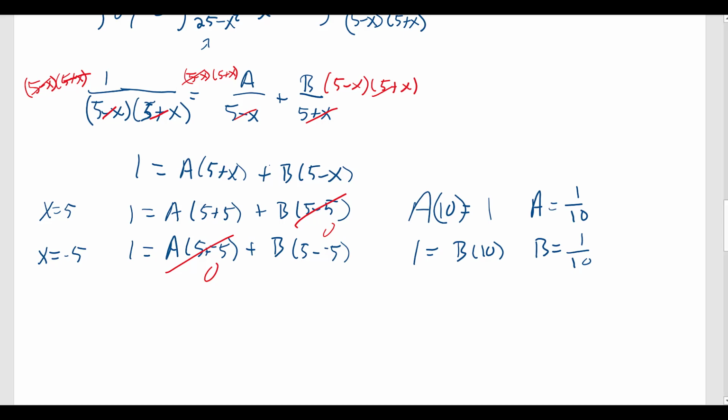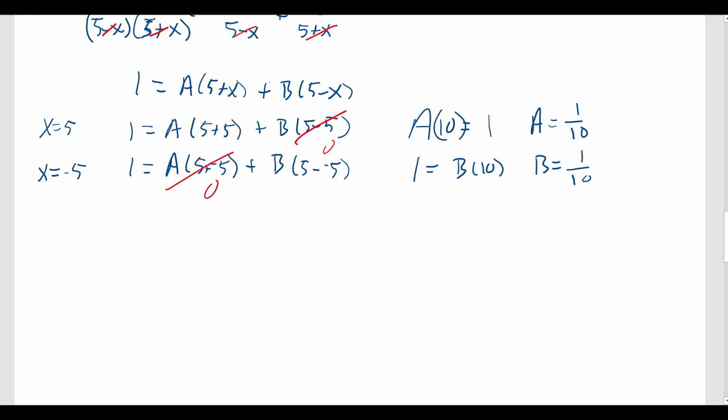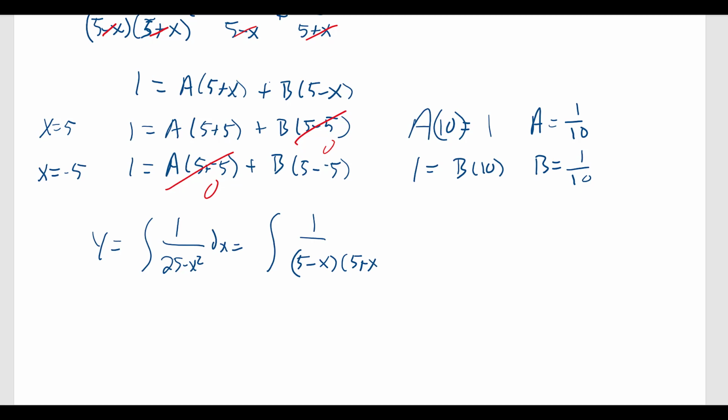So this brings us to having this y equals the integral of 1 over 25 minus x squared dx, which is the integral of 1 over (5 minus x)(5 plus x) dx, is now broken down into the integral of 1 over 10 times 1 over 5 minus x dx plus, I'll separate the integrals, 1 over 10 times 1 over 5 plus x dx.